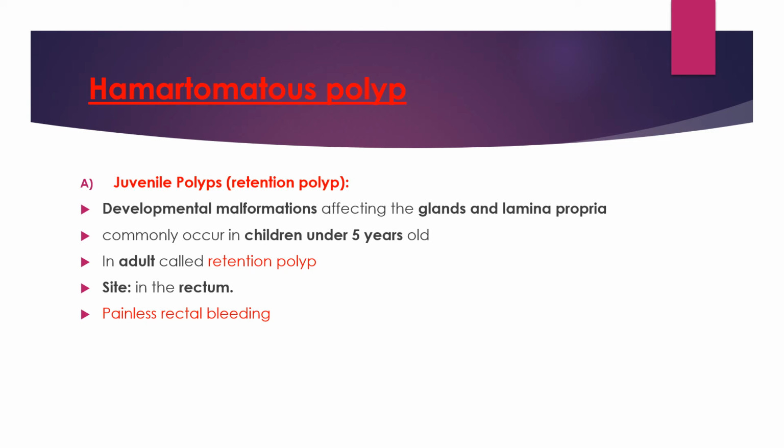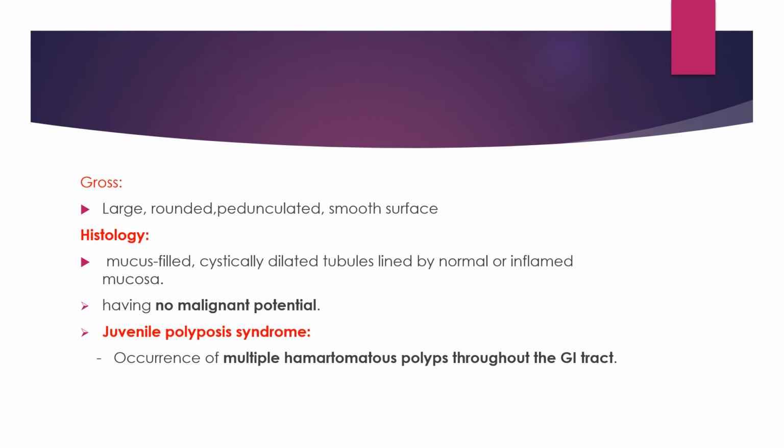These may be sporadic or syndromic, and the morphology of the two is often similar. Grossly, they are large, rounded, pedunculated with a smooth surface. Histologically, they show mucus-filled, cystically dilated tubules lined by normal or inflamed mucosa, with no malignant potential. Or they may occur as part of a syndrome.